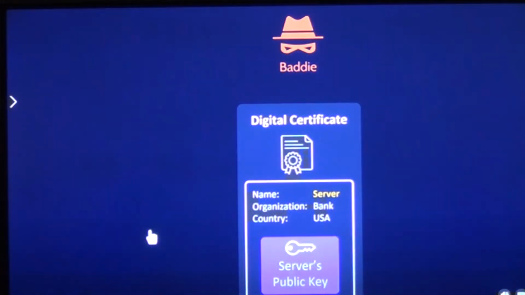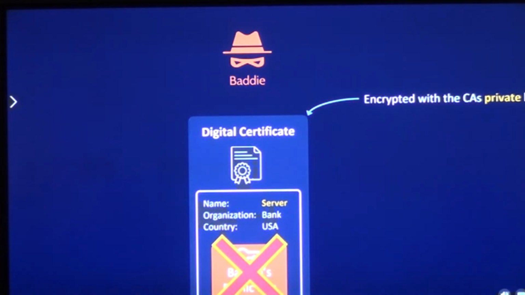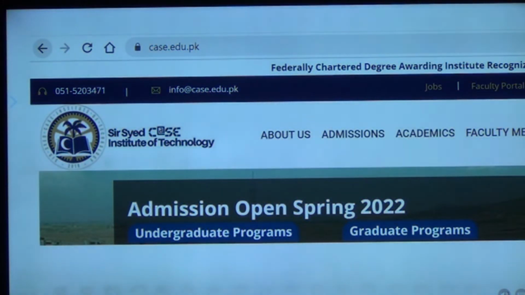Now he can do something else. What else can he do? He doesn't change the whole thing, he only changes the public key. What will happen? The signature will change. So once it validates, the verification we were doing will fail, and the browser will say drop it, he has changed something. It can be done with other elements as well. So it is an invalid certificate. Let's see case.edu.pk.